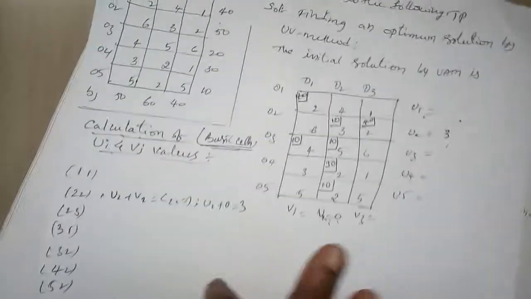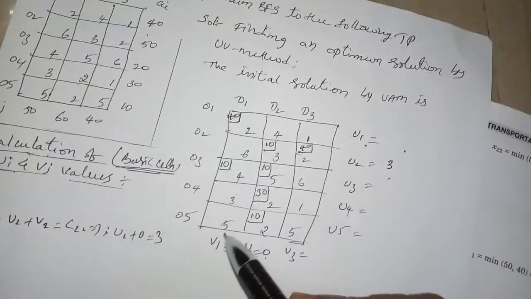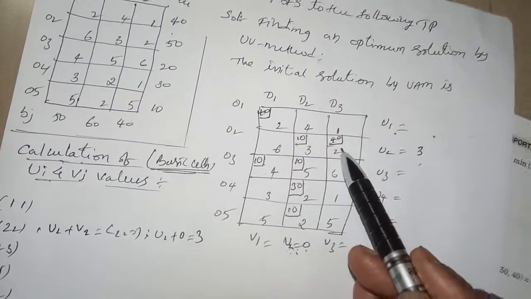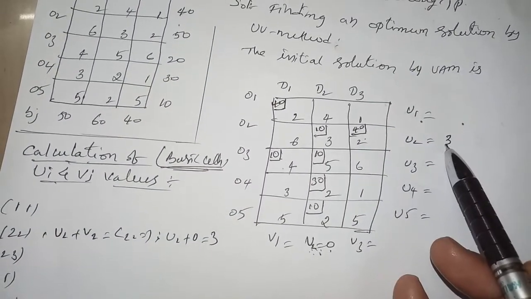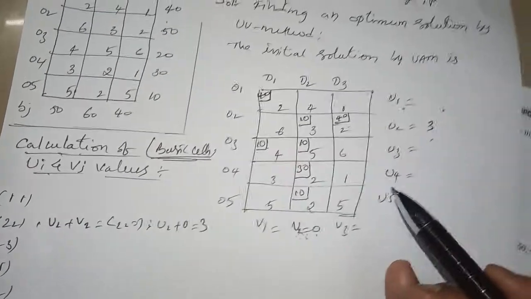One more technique: suppose you have to find the next one, which is (2,3). (2,3) means this one. You know the U2 value, so among these two, you only need to know any one.